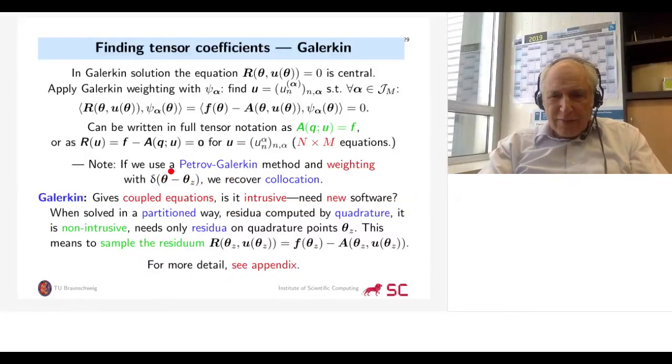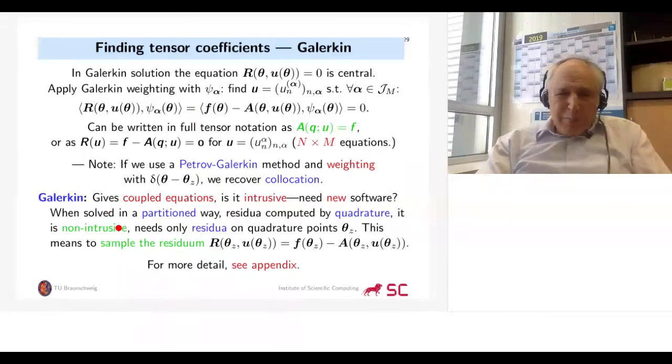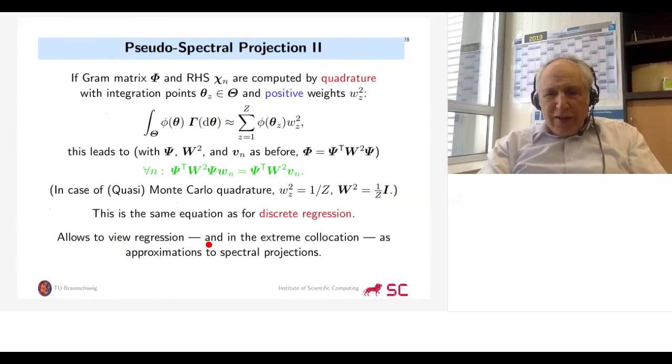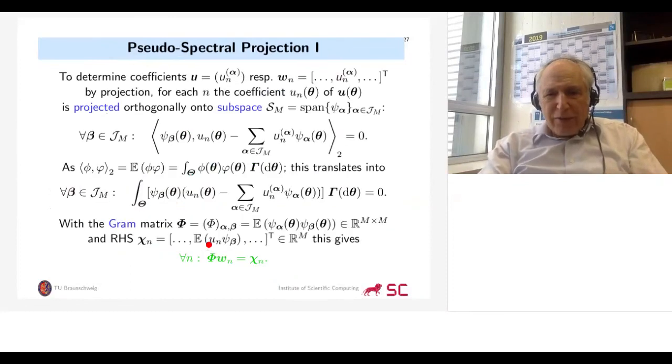The Galerkin method, if we do it here very simply, gives coupled equations. So it seems like we need a new solver, new software. But there's a way of solving coupled equations in a partitioned way, and then this is going to compute the residual by quadrature, and it becomes non-intrusive, and you have to sample the residual. So the difference between Galerkin methods done in this way and the ones we used before is that here you have to sample.